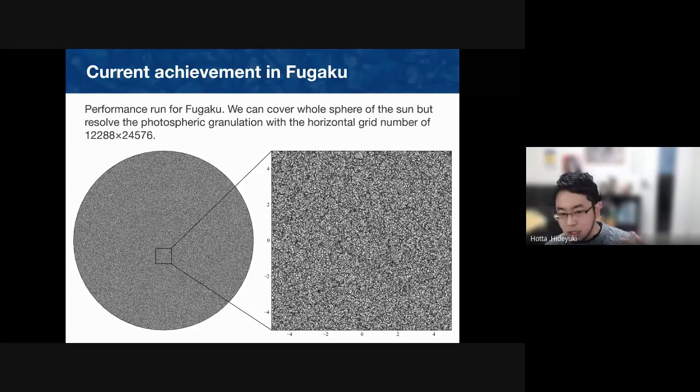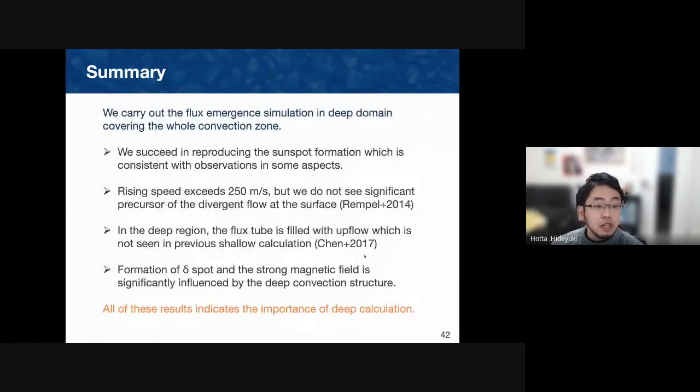Okay, so this is a summary. We carried out a flux emergence simulation in a deep domain covering the whole convection zone. We succeeded in reproducing the sunspot formation, which is consistent with the observations. Of course, in some aspects it is inconsistent with the observations, but some aspects can be reproduced. The rising velocity at 18 megameter depth exceeds this value, and we do not see any significant precursor of the divergent flow at the surface.